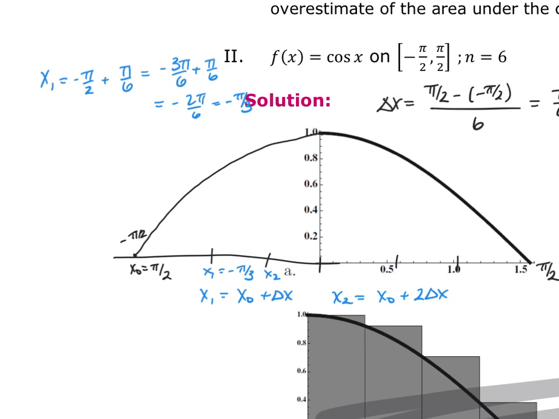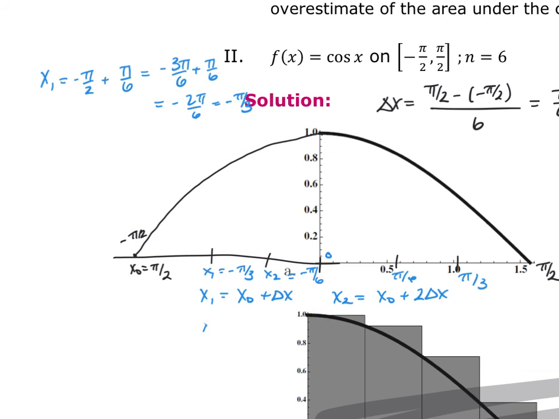Now I would do the next one, which is x sub 2. This is going to be negative pi over 2 plus 2 times pi over 6, and we're going to find this to be negative pi over 6. And then 0. And then pi over 6. Then pi over 3. That's just what it's all going to work out to be.